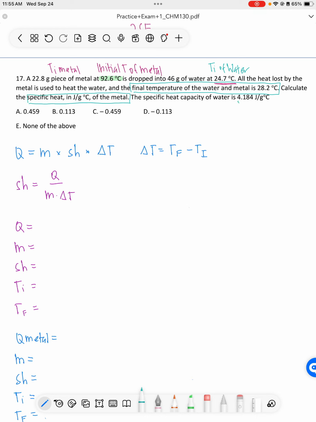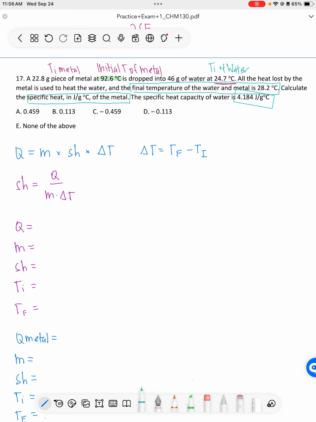And he gives us here the specific heat of water. I'm not sure if he'll give that to you on the test or not. It's always a good idea to memorize any values concerning water, like the density of water or the specific heat of water, because that's always the same. So the specific heat of water is always 4.184 joules per gram degrees Celsius.